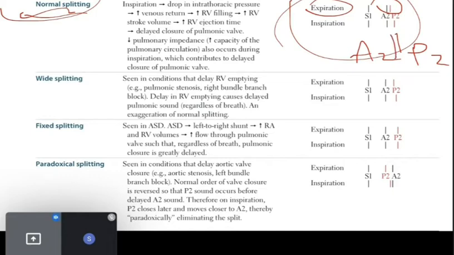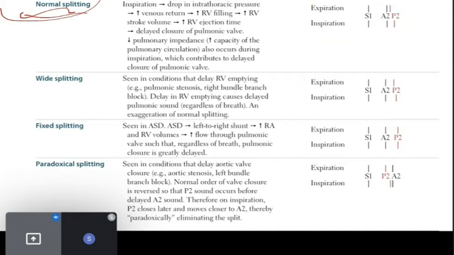Yes, while in inspiration, when you take the breath in your chest, you have a gap between A2 and P2. Now, first of all, what happens? What is A2 and P2?